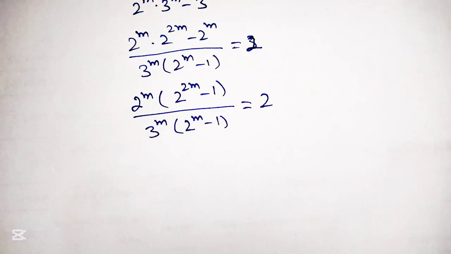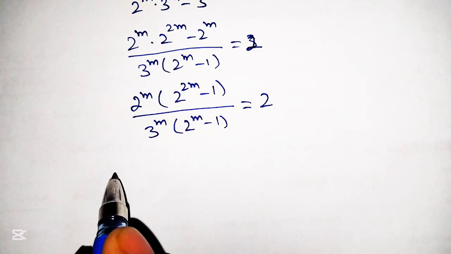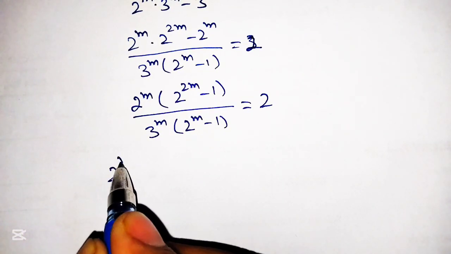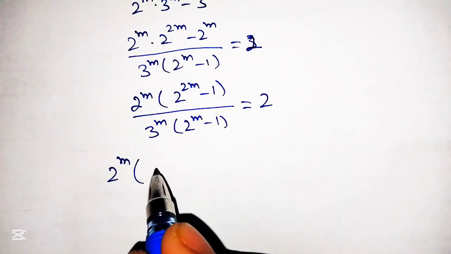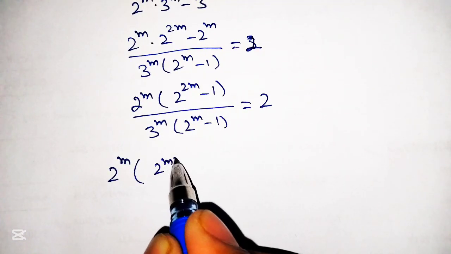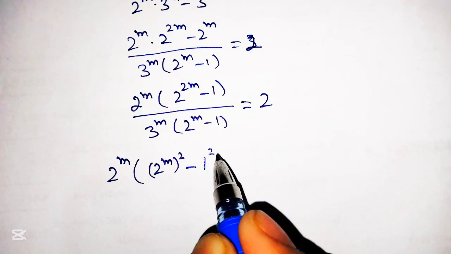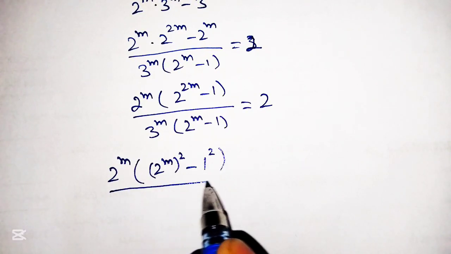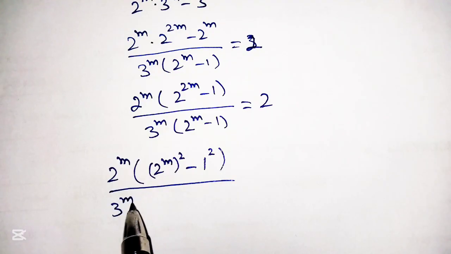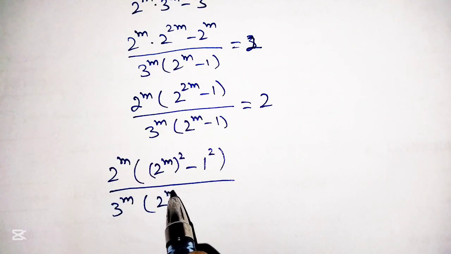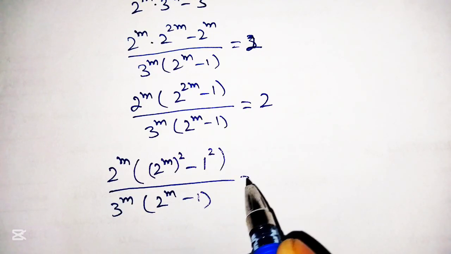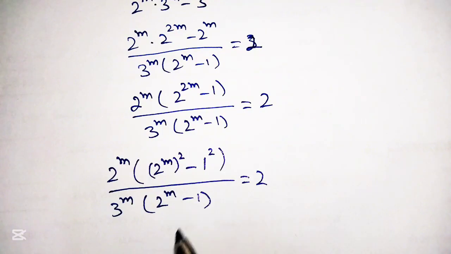Now again we can write it as 2^m times, this 2^(2m) can be written as (2^m) whole squared, minus 1, which can be written as 1 squared, over 3^m times (2^m − 1), is equal to 2.